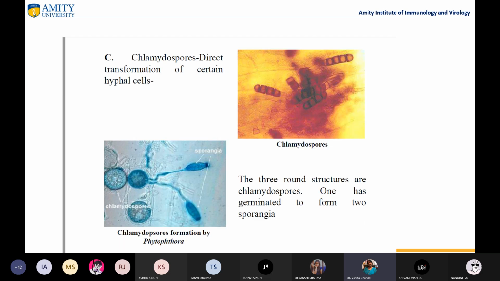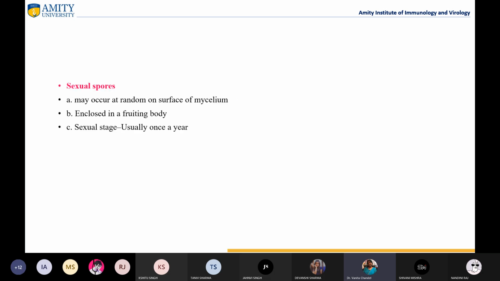Then chlamydospores. So what happens sometimes, the hyphal cells directly lead to the formation of certain spores which are called chlamydospores also, right? So here the example is again Phytophthora. So chlamydospore formation is seen in Phytophthora, the example here, right?